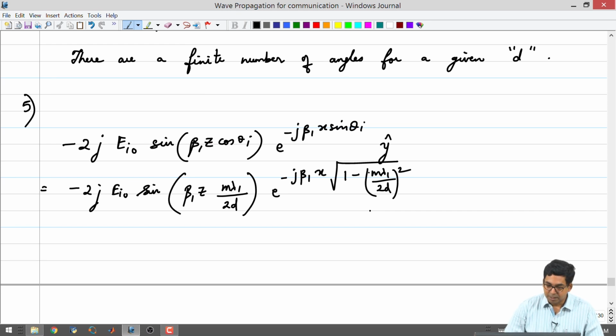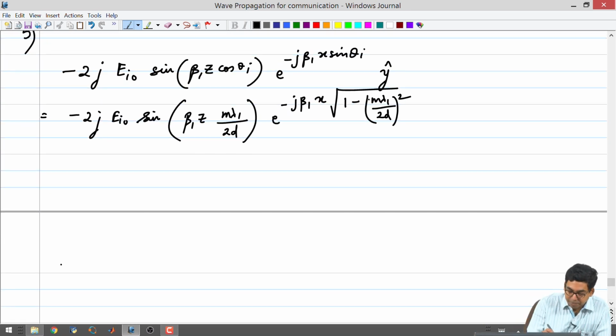Suppose I were to create a new medium to understand this. Let us say that by taking an original medium to be beta 1.